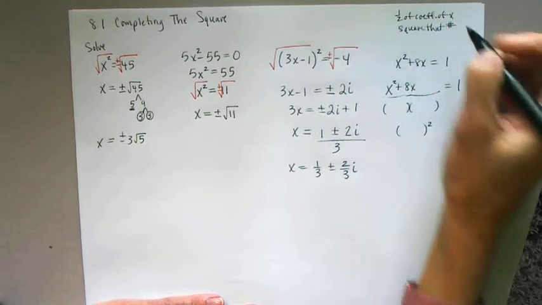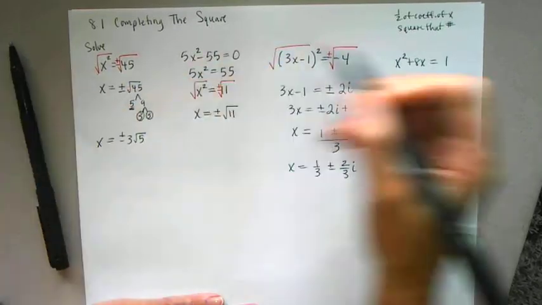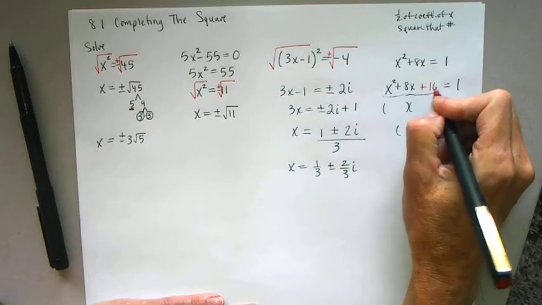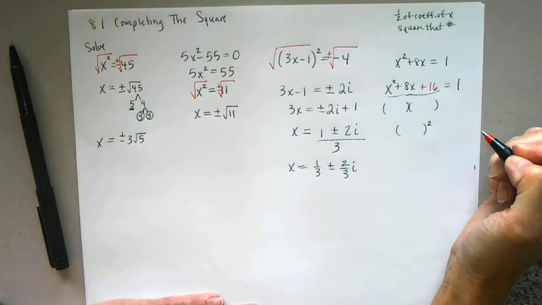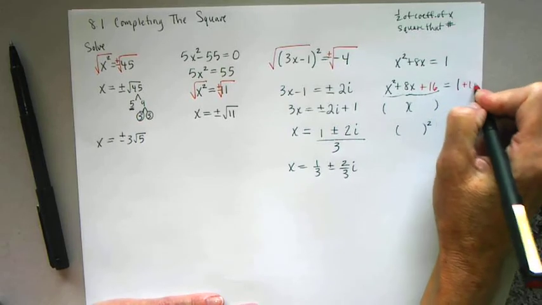So let's try that. If I take half of 8, I get 4. And then squaring that, I get 16. So 16 is the magic number that I have to add. But I know I can't just throw a 16 into an equation. I have to make it legal. So I'm going to add it to this side too.